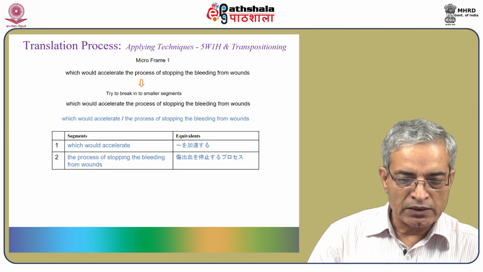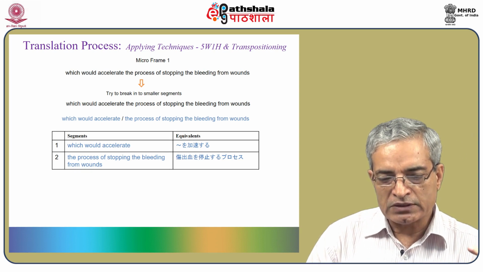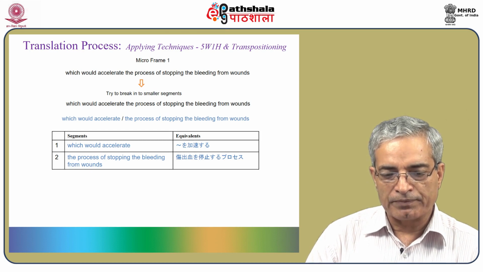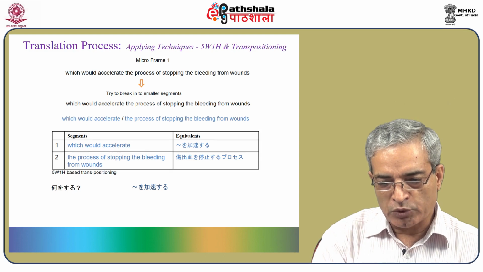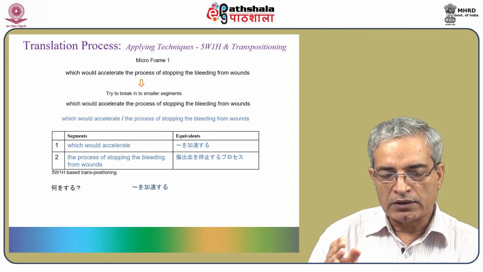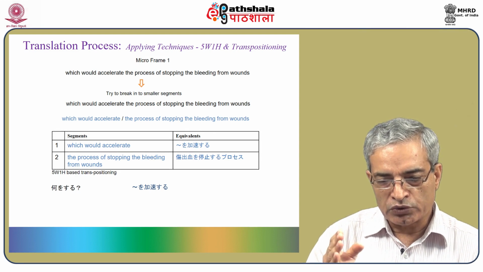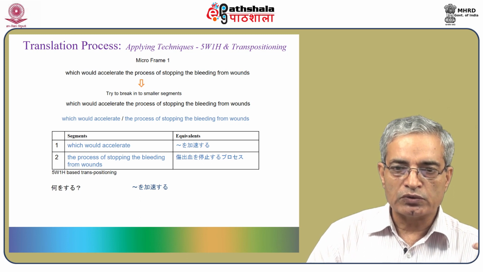For the first part, it is "o kasokusuru", which would accelerate. And for the second, the process of stopping the bleeding from wounds is "kizu shukketsu o teishisuru process". So the process of stopping is "teishisuru process", and the bleeding is "shukketsu o teishisuru process", and from wounds is "kizu shukketsu o teishisuru process".